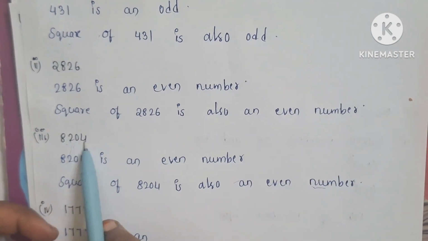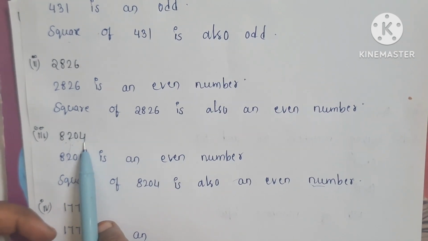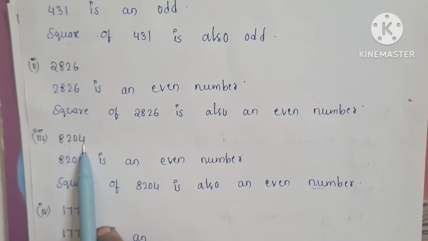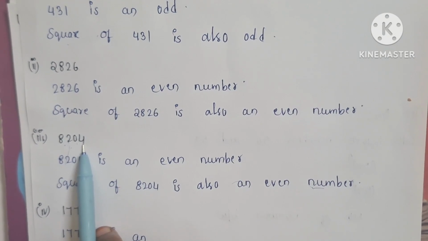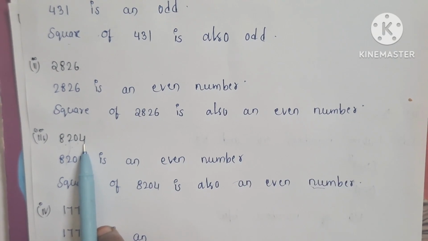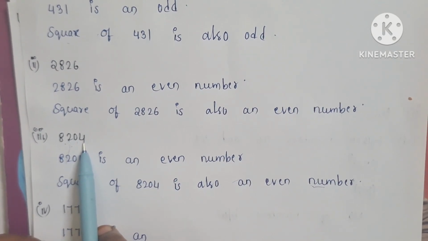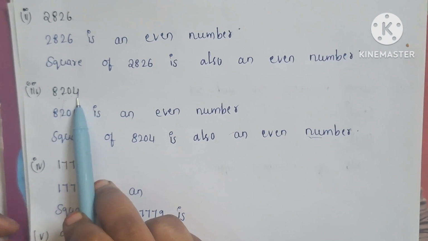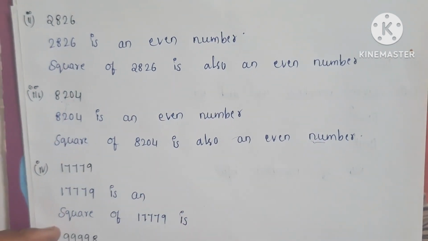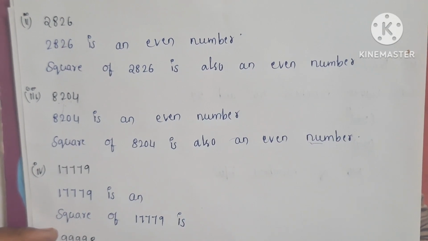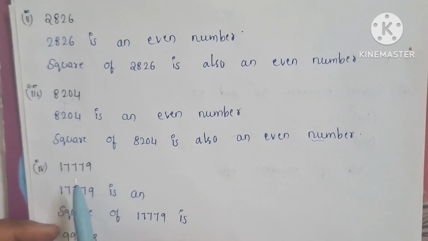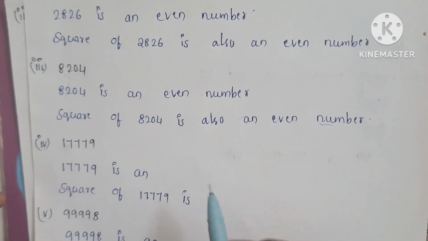We need to check the units place, no matter how big the given number is. With the help of the units place, we decide whether the number is even or odd. If the number is even, its square is also even. If the number is odd, its square is also odd. No need to find out the total square. See here, if you want to find the square of 8204, it is a somewhat lengthy process. Instead of doing all that, you can say directly that as it is even, its square is also even. Here, this is odd, so its square is also odd.